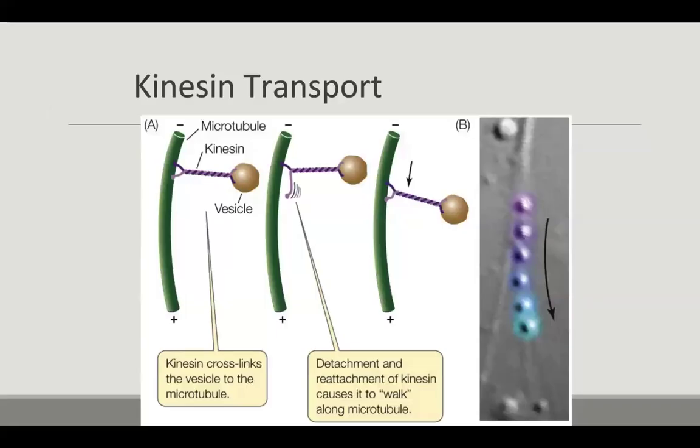So, kinesin transport. How does kinesin move along the microtubule tracks? It basically walks similarly to a human. You have the kinesin motor protein here attached to a microtubule. It's cross-linked to this vesicle here. Then one part of the quote-unquote feet is unbound and then moves forward. Then the previous foot is unbound and also moves forward. So any detachment and reattachment of the kinesin causes it to walk along the microtubule. And it always moves particles from the minus end to the plus end of the microtubule.